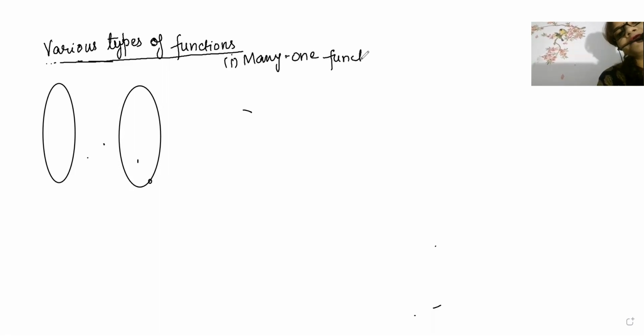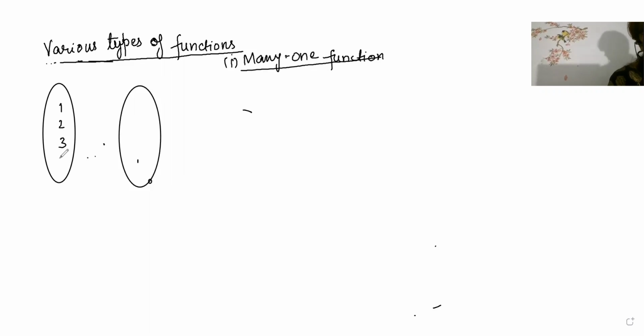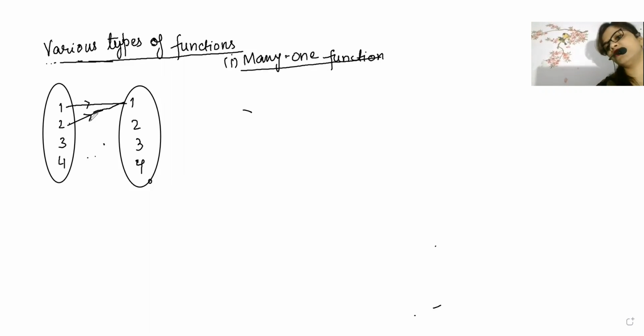Many-one function. Okay, beta. In many-one function, the correspondence is like 1, 2, 3, 4. If numbers are like this, 1, 2, 3, 4, then many-one will go. That means two different inputs can have one output. It is exactly called a many-one function.